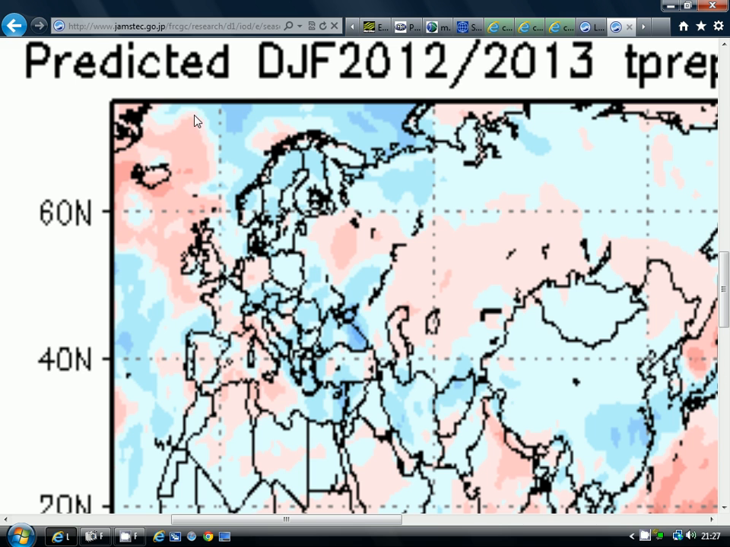And notice the salmon pink colours again centred most strongly around Iceland. So again, the model is going here for above average heights, above average pressure, high pressure around Iceland, stretching up towards Greenland, a blocking area of high pressure.